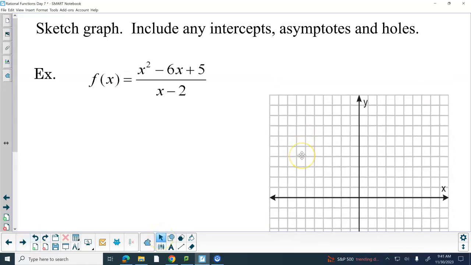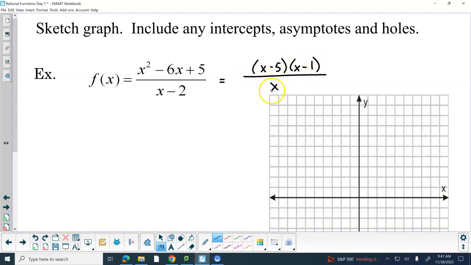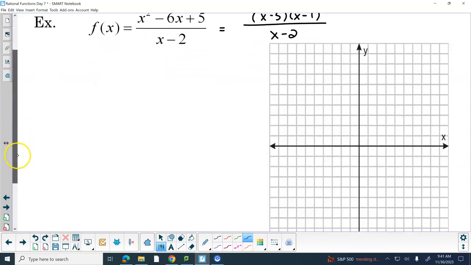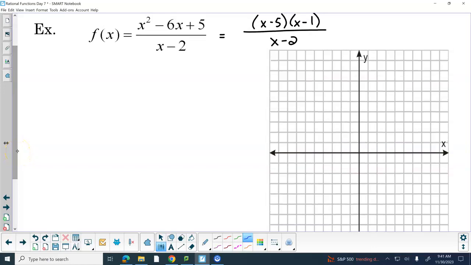So let's say here, does step 0 factor? Yes, it does. It factors to be x minus 5, x minus 1, all over x minus 2. Even though it factors, did anything cancel out? No. Okay, so we can still continue. Step number 1 says my domain is all real numbers, but x cannot be positive 2, which means my vertical asymptote is x equals 2.